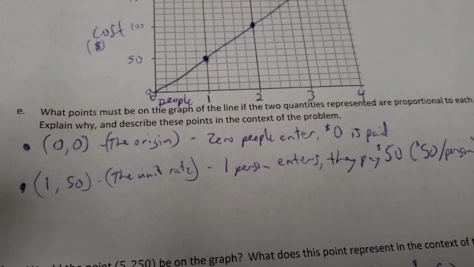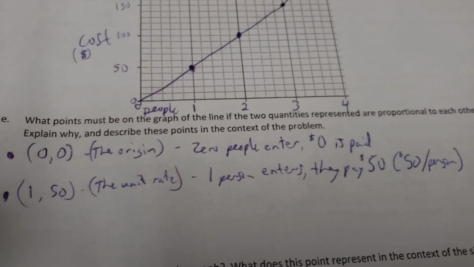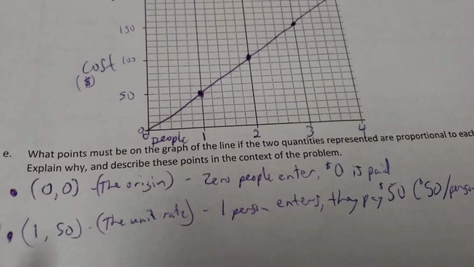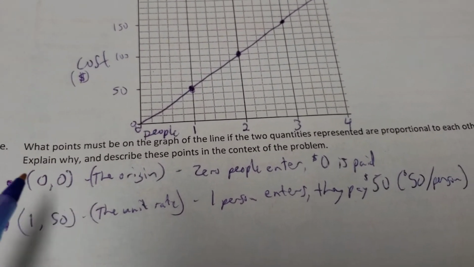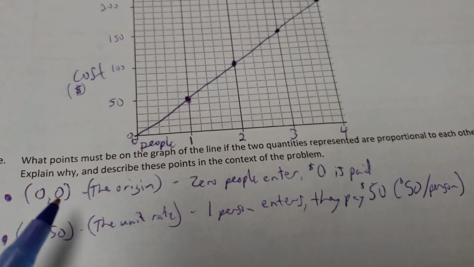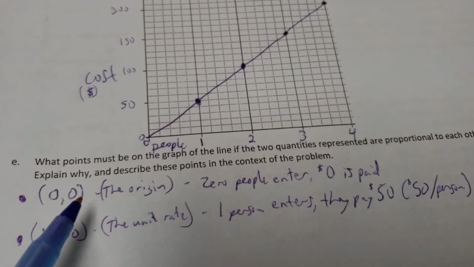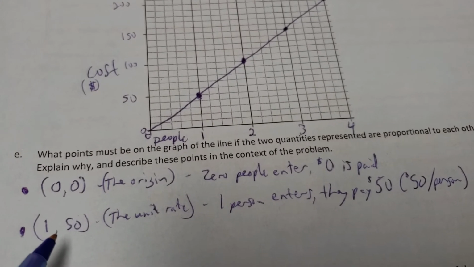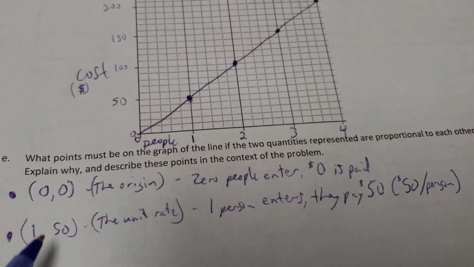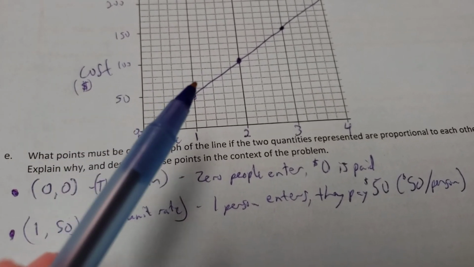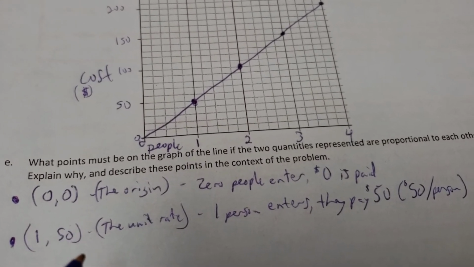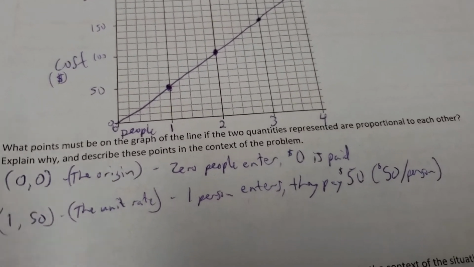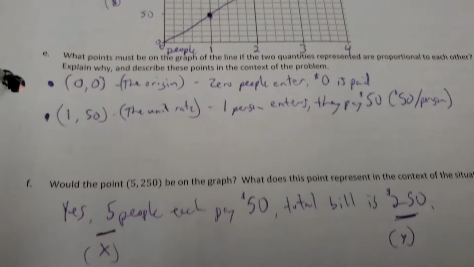Now, what points in the graph must be on the line if two quantities represented are proportional to each other? Well, the line should be able to pass through the origin and make sense. Well, 0 people go in, nobody's going to pay anything, so that makes sense there. And then the unit rate, which is like 50 over 1, so y value is 50, x value is 1, and one person enters, they pay $50. So those 2 points do make sense.